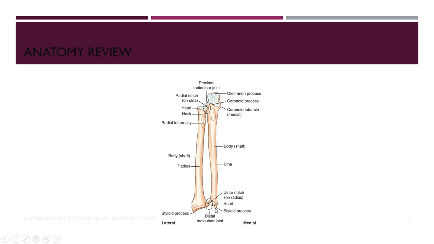On the ulna, starting at the distal portion, you have your ulnar styloid process. You have your head of the ulna. There's the ulnar notch, which sits right next to the radius. Your body, and then if you come up to the top, you're going to see that notch again. This is considered the proximal radial notch on the ulna. Your coronoid tubercle, your coronoid process, your olecranon process are all portions of the ulna.